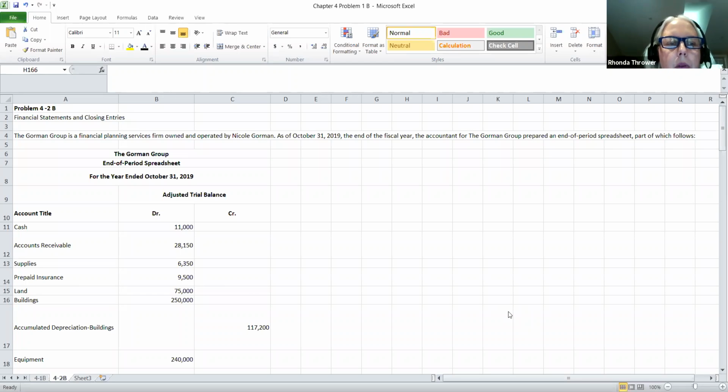You should be able to see chapter 4, problem 2b. And what we're going to be doing today is reviewing how to prepare financial statements and closing entries. You'll remember in this chapter, we're learning how to journalize closing entries, post the closing entries to the ledger, and prepare a final trial balance. But in this problem, they're just going to go over financial statements and closing entries with you again.